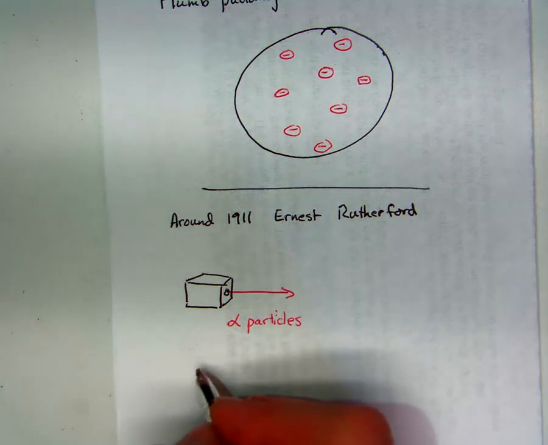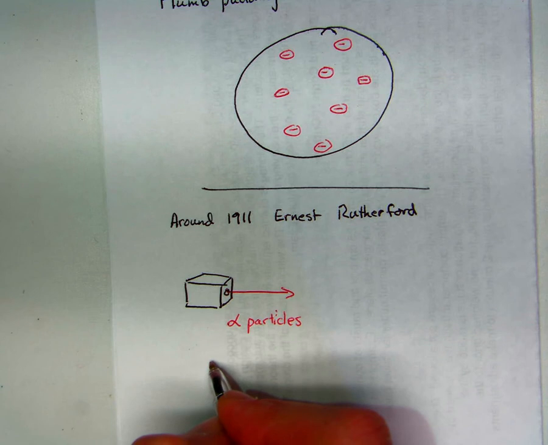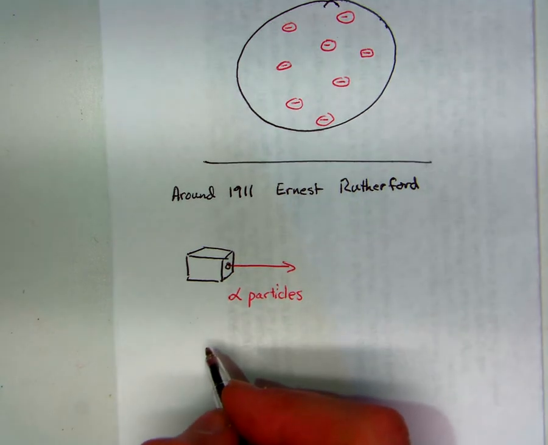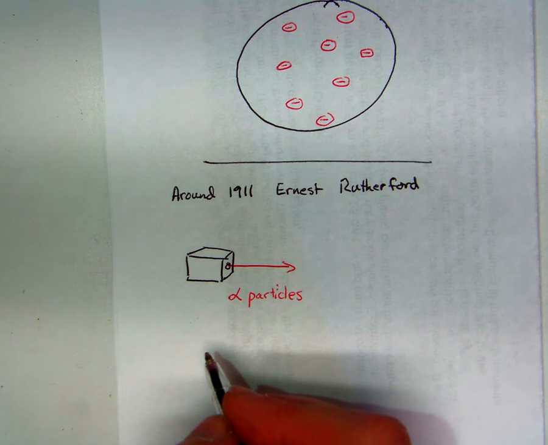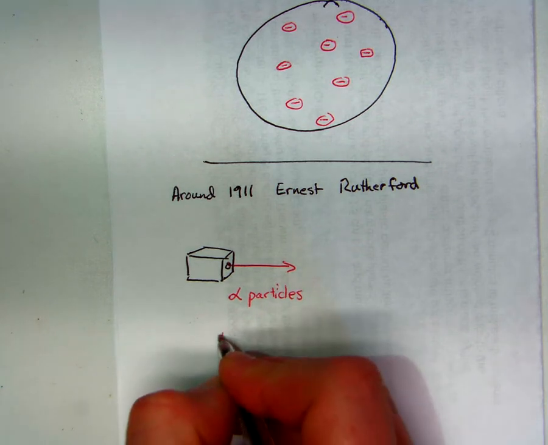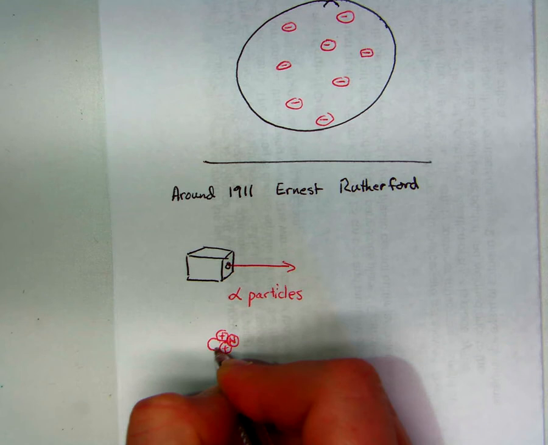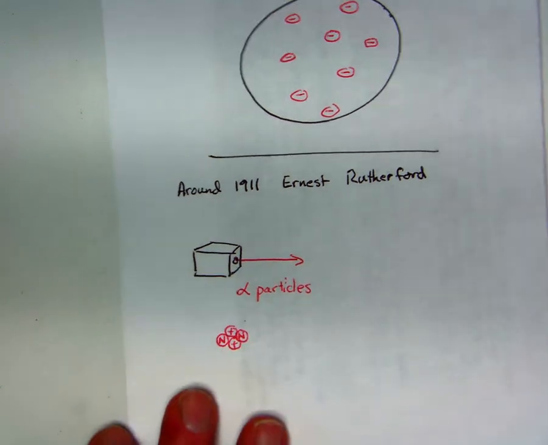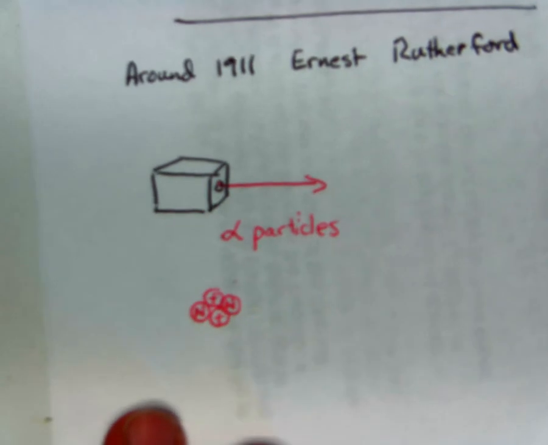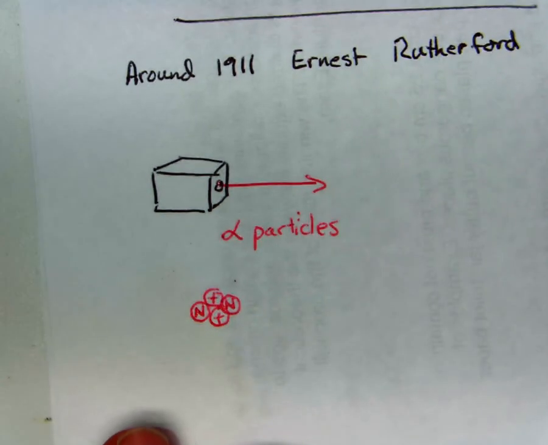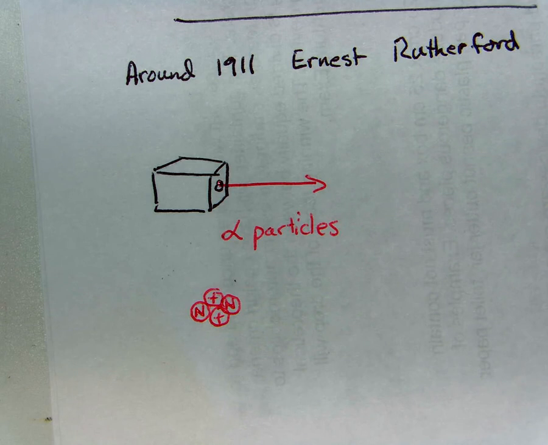An alpha particle is just a helium atom with all the electrons removed. It's the nucleus of a helium atom. So 2 protons and 2 neutrons. Or at least we know that that's the case now. Ernest Rutherford didn't. He just knew it was an alpha particle.